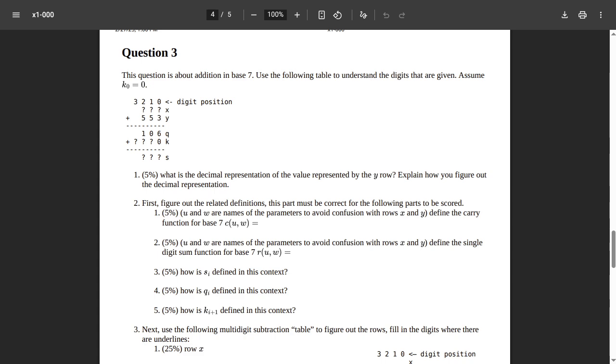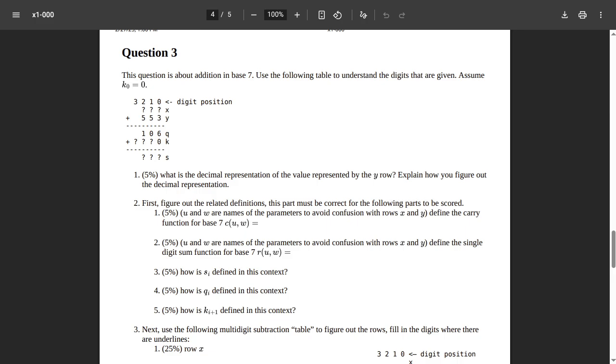The first one is only worth 5% because base conversion should be pretty easy. What is the decimal representation of the value represented by the y row, which is this row here? In this case, it would be 5 times 49 plus 5 times 7 plus 3 times 1. Whatever that number ends up to be is the answer. Use a calculator to help you with that calculation. Number two, figure out the related definitions. This part must be correct for the following parts to be scored, because otherwise I don't understand how we can get to the answer. So in base 7, what is C of UW?